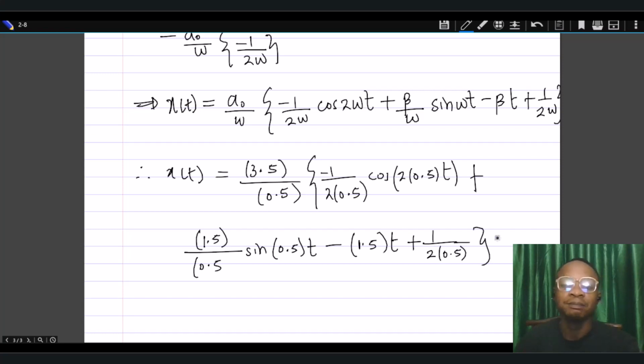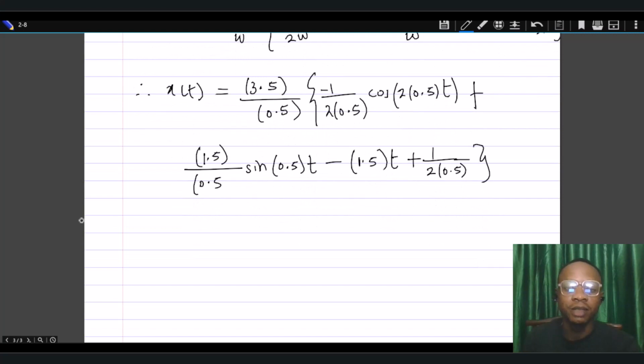So that is that about that. And from here, we now say that x as a function of time equals 3.5 over 0.5, that is 7. Then we have this to be minus 1 over 2 times 0.5 is 1, minus 1 over 1, that's minus 1. This is 1 as well, so this is going to be minus cos t. Okay, 2 times 0.5 is 1, so this 1 times t, which is t, so this is minus 1, minus 1 times cos t, that's minus cos t.